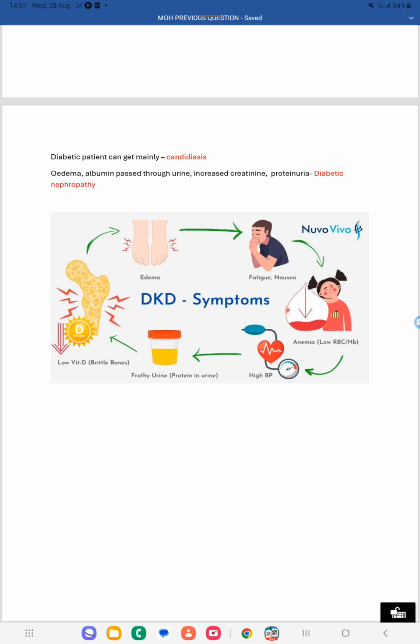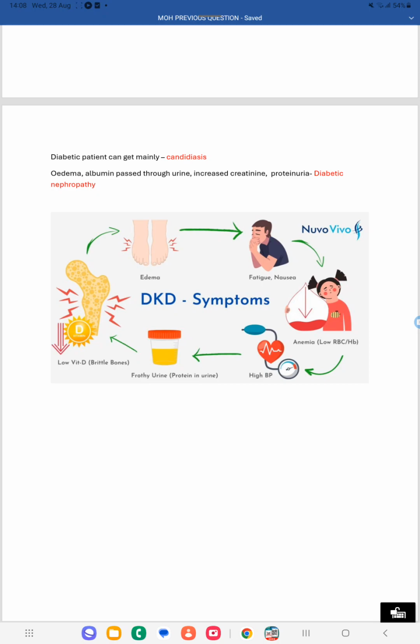The next condition they have asked is presence of edema, with albumin passing through the urine, which means proteinuria, and increased creatinine, which means kidney failure. Which condition is that? That is diabetic nephropathy. Because of uncontrolled diabetes mellitus, it can result in kidney damage, so you will get increased creatinine, and because proper filtration of the blood is not happening, it results in edema.